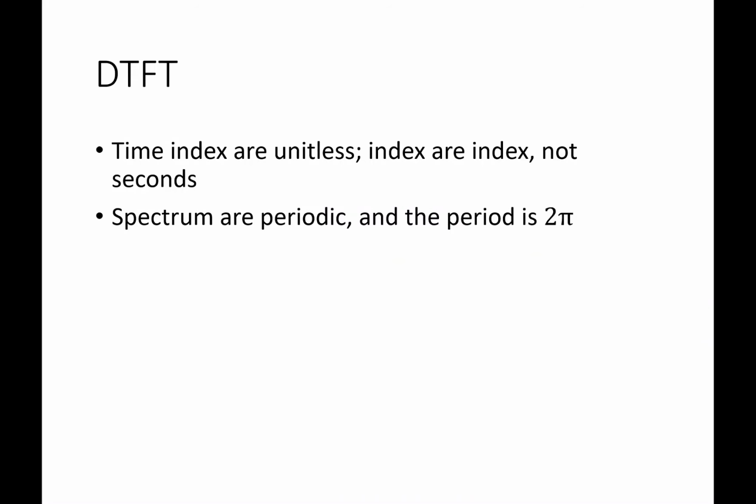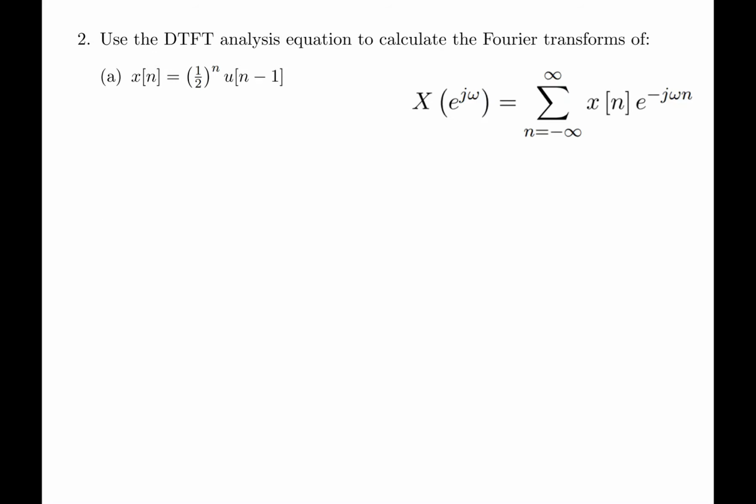A result of this is the spectrum period is always 2 pi. So again, time domain does not have actual time, it just has indexes, and the result is the spectrum is always periodic, and the period is 2 pi. So I guess this is pretty easy.